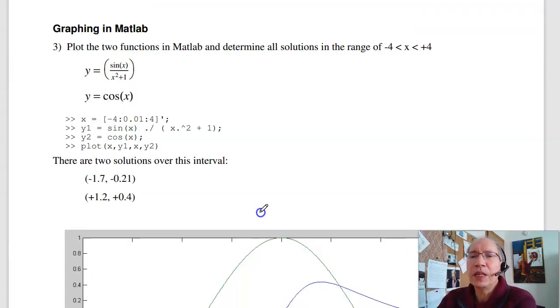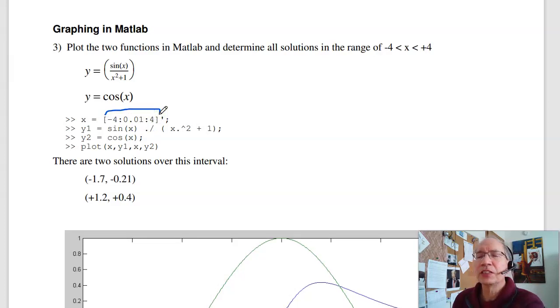Problem 3 is how to solve two equations and two unknowns. One way to do that is to plot them. If I let x go from minus 4 to plus 4, steps of 0.01, that's what this notation does. It's just a quick way to type in a whole bunch of numbers. Constant spacing on the numbers is pretty common in Matlab, so they provide you with an option for that. That'd be this notation.